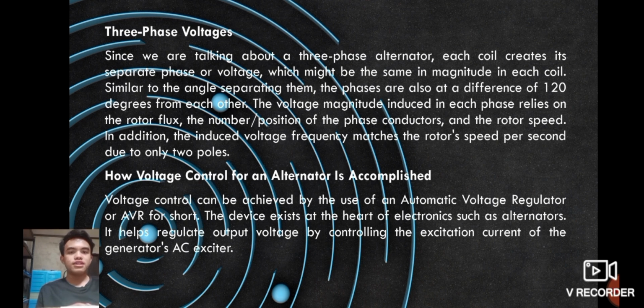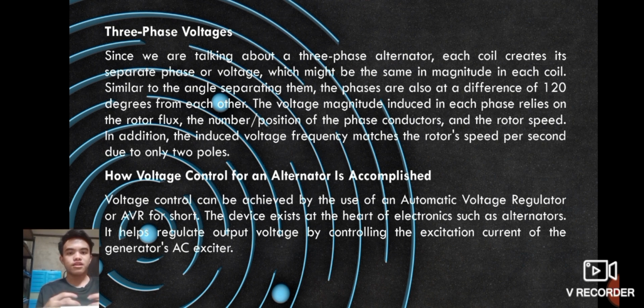Three-phase voltage. Since we are talking about a three-phase alternator, each coil creates its own separate phase or voltage. They have separate phases or voltages, which might be the same in magnitude in each coil. Similar to the angle separating them, the phases are also at a difference of 120 degrees from each other. The voltage magnitude induced in each phase relies on the rotor flux, the number and position of the phase conductors, and the rotor speed. In addition, the induced voltage frequency matches the rotor speed per second due to only 2 poles.